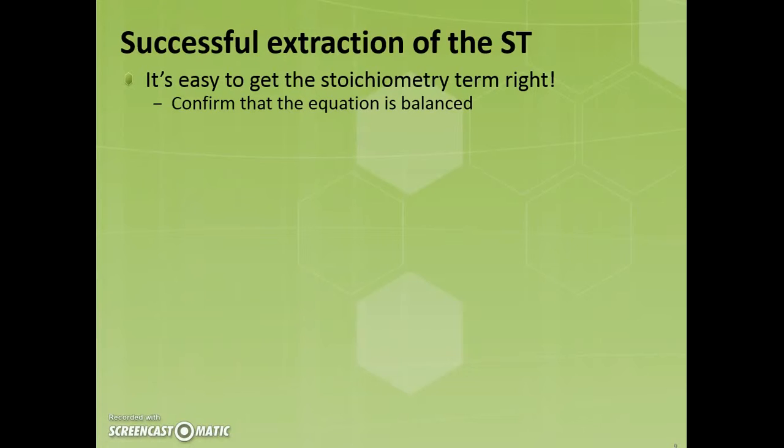So the first step, confirm that the equation is balanced. If it's not balanced, it needs to be balanced. Otherwise, you're going to get the stoichiometry term incorrect.